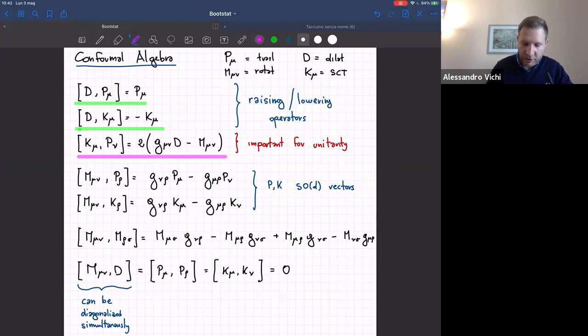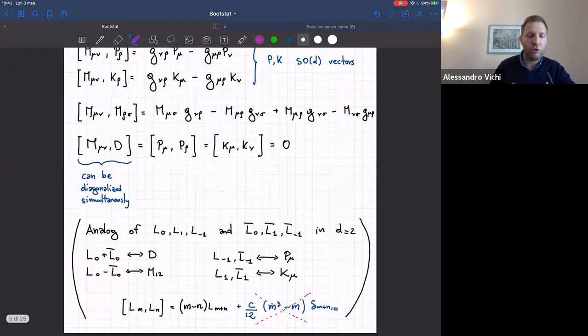Just to draw a parallelism again with two dimensions, these are equivalent to the algebra of the global conformal transformations, which are a subgroup of all possible generators. So if you remember, the generators of Virasoro, the local conformal algebra, are these L_n and L bar n. If you take the subgroup, it's generated only by L0, L1, and L minus 1, and the corresponding bar. And if you want to recognize what's what, the combination L0 plus L0 bar is dilatation. The combination with the minus is rotation. And then you have a combination that gives you the translation, and a combination that gives you the special conformal transformation.